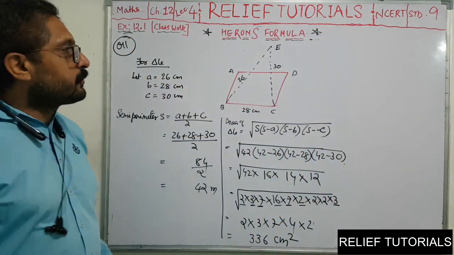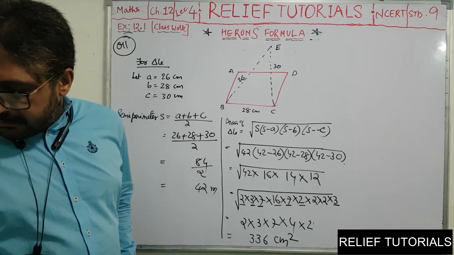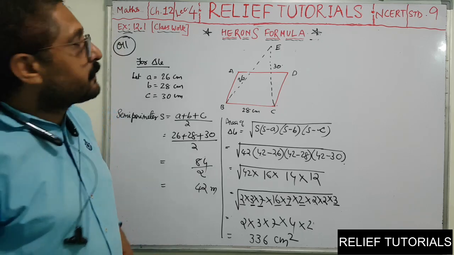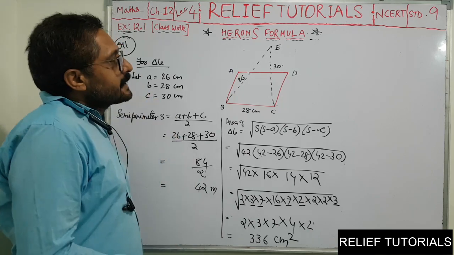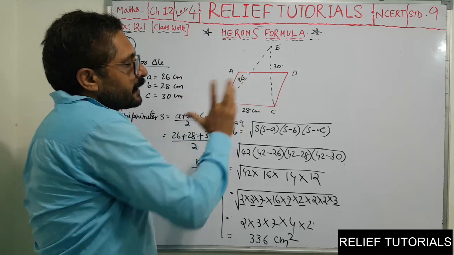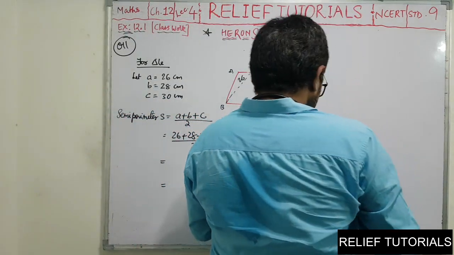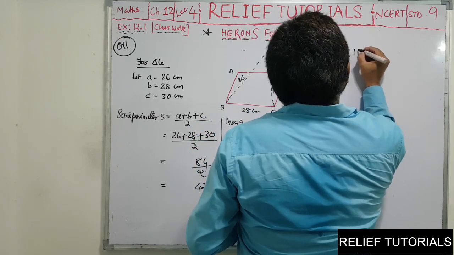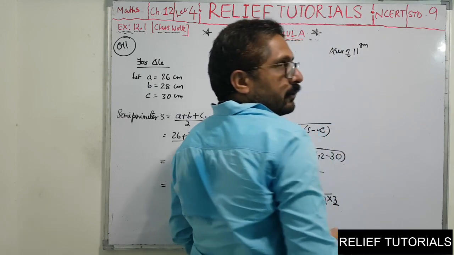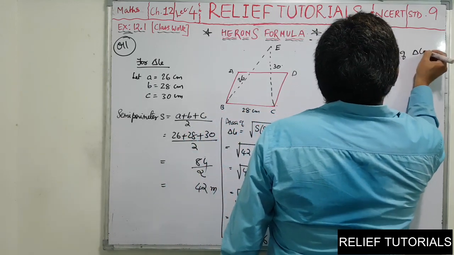Now what do you want to find out? You want to find the height of a parallelogram. So now one thing is given: area of triangle is equal to area of parallelogram. Okay, so I can write here area of parallelogram. This is the symbol of parallelogram. Area of parallelogram is equal to area of triangle.